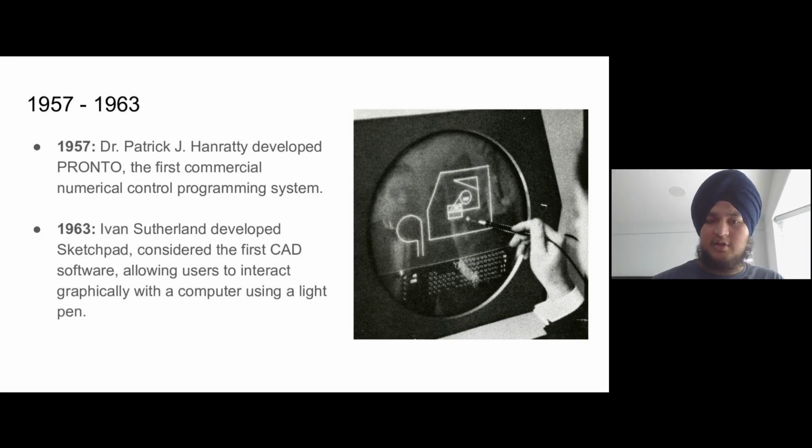Those are also known as CNC programs or CNC machines because they are high precision systems that help to model and manufacture CAD programs. So in 1963, Ivan Sutherland, using Pronto, developed Sketchpad, which is considered the first CAD software allowing users to interact graphically with a computer using a light pen. In this image to the right, you see Sketchpad being used with this light pen right here, and it's being used to model what looks like a house plan or a floor plan.